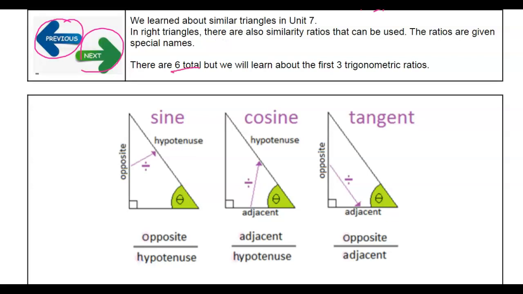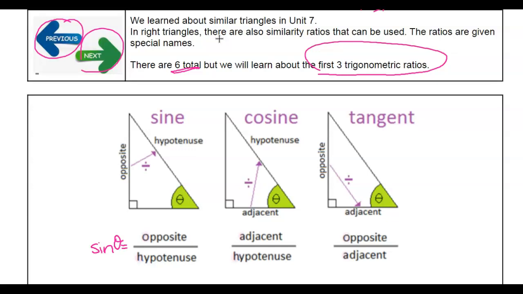There are 6 total, but we are only going to talk about the first 3. Typically you want to memorize these ratios. What's nice is there's an acronym that helps with that process, okay? The 3 trig ratios are called sine, S-I-N-E, cosine, C-O-S-I-N-E, and tangent. If you've ever seen a scientific calculator, you'll see these 3 buttons abbreviated on the calculator. You'll see it written as sine, and it's talking about an angle. Typically, we let theta, the Greek letter, stand for the angle value, okay?